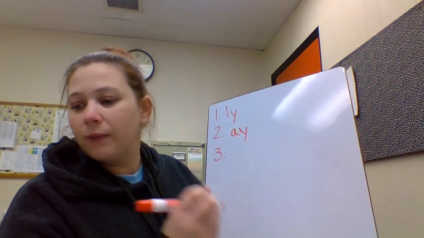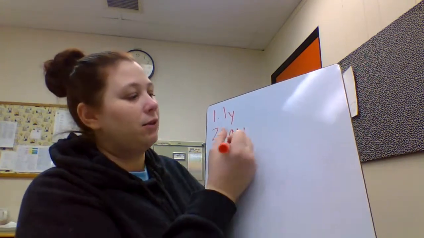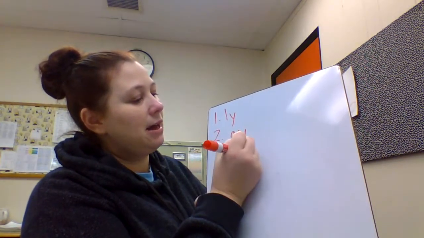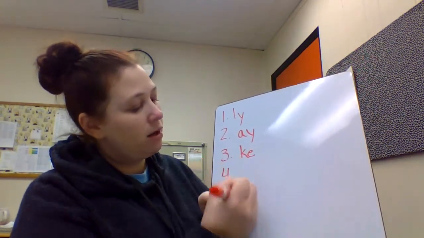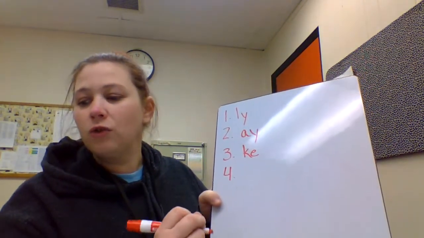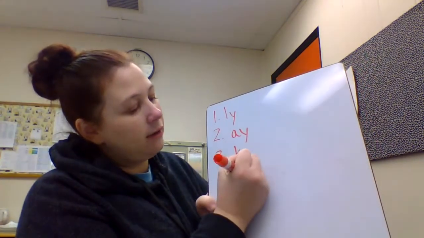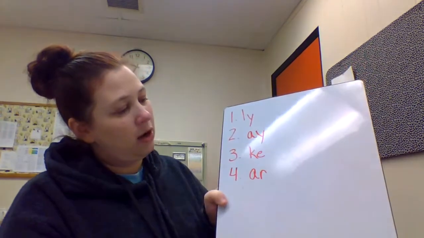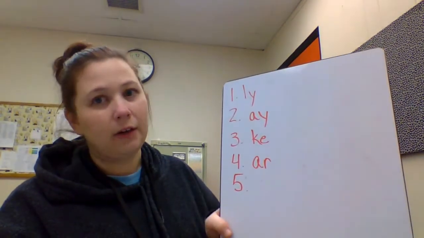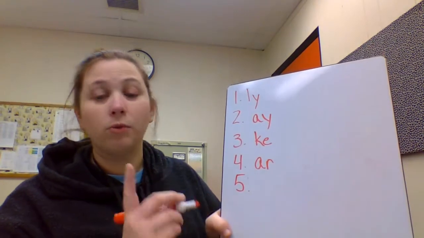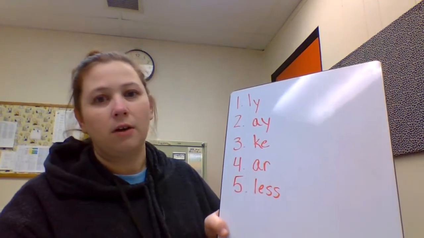Number 3, the k sound in hike. How do you make the k sound in hike? It's K-E, because we have H-I-K-E. Number 4, the initial sound in artist, R, and that's our combination AR. Number 5, the suffix in harmless. So harm is our root word, less is our suffix.